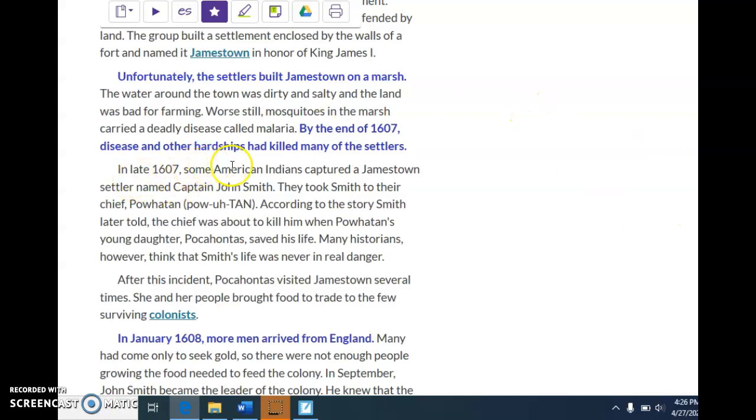In late 1607, some American Indians captured a Jamestown settler named Captain John Smith. They took Smith to their chief, Powhatan. According to the story Smith later told, the chief was about to kill him when Powhatan's young daughter, Pocahontas, saved his life. Many historians, however, think Smith's life was never really in danger.